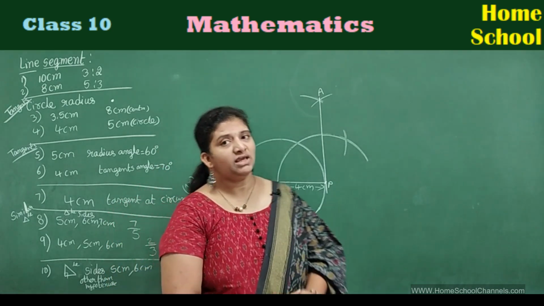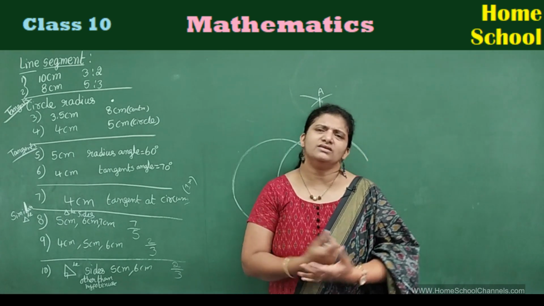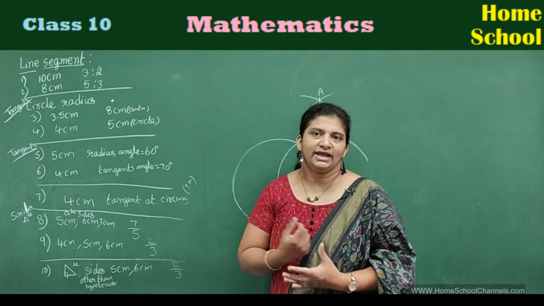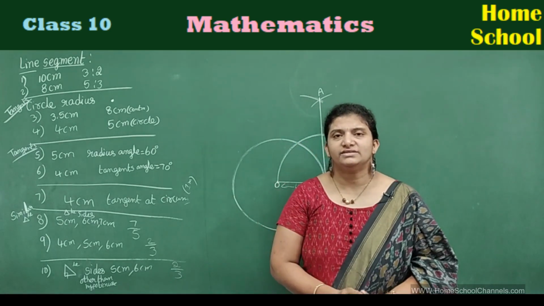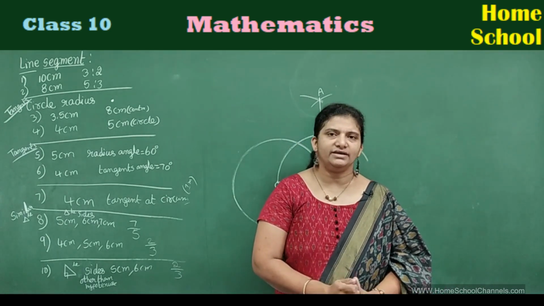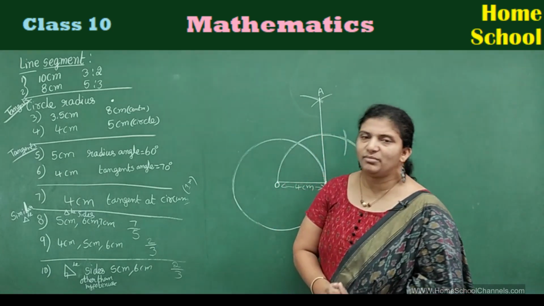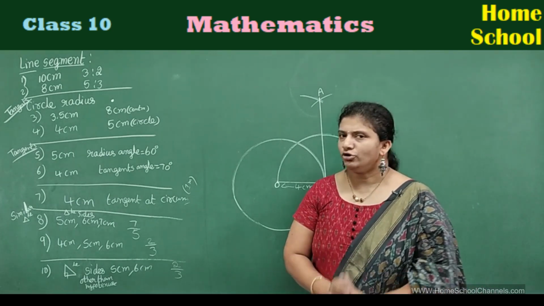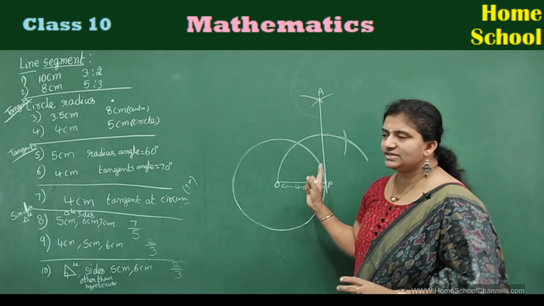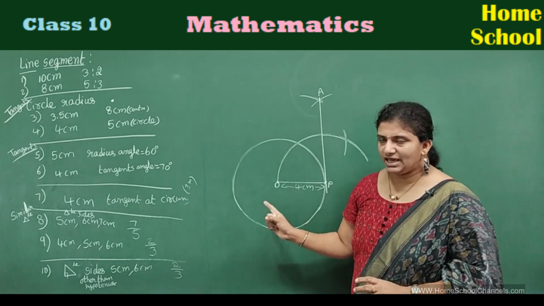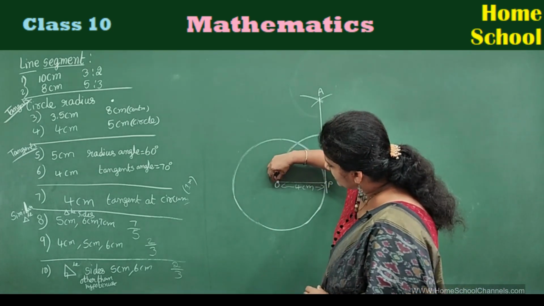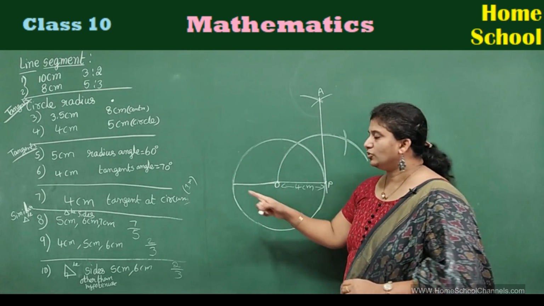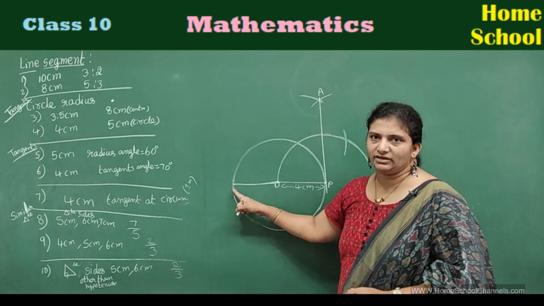Similarly, you can take any other circle of your own measurement, 5 centimeters, and draw a tangent, or draw 2 tangents at the ends of your radius, or draw a diameter. They may ask you to draw 2 tangents at the ends of a diameter. Don't worry, the way you did it for a single tangent, in the same manner, extend this radius and it becomes the diameter. Then draw another tangent at this point.